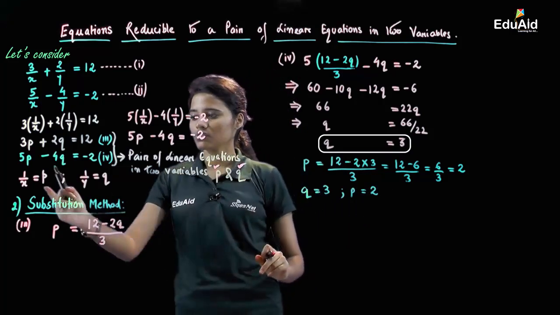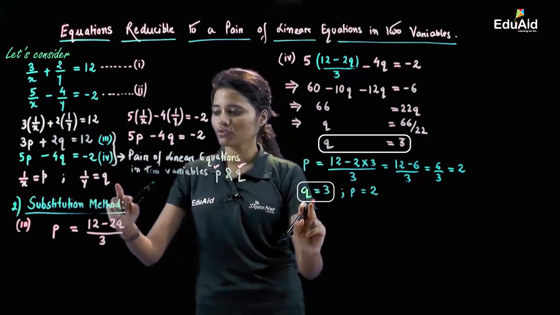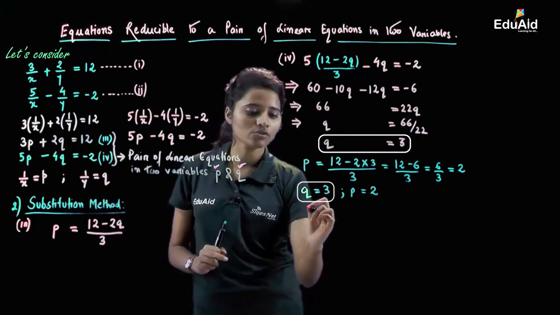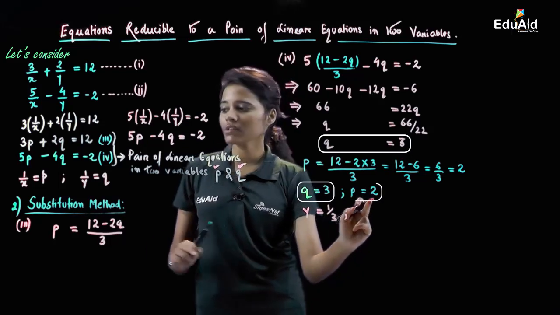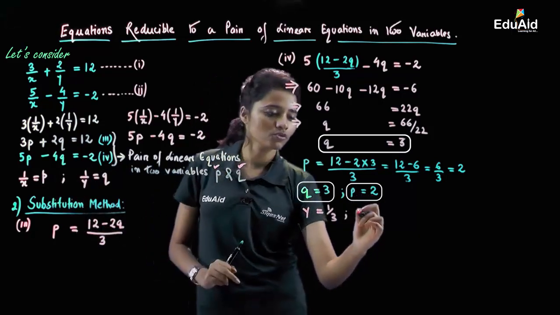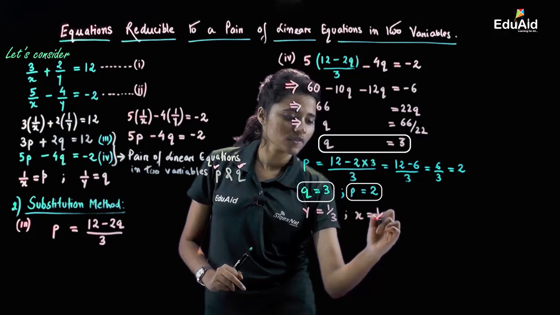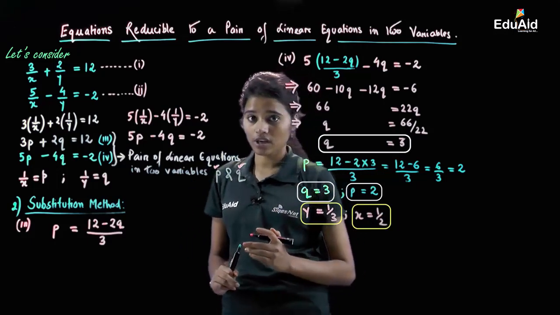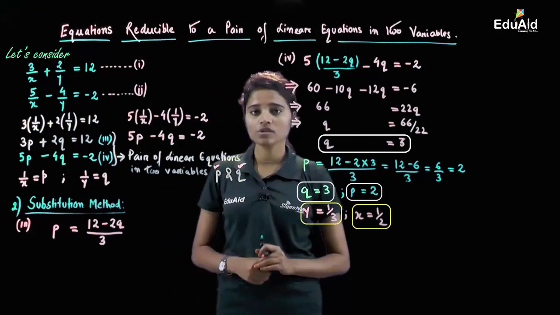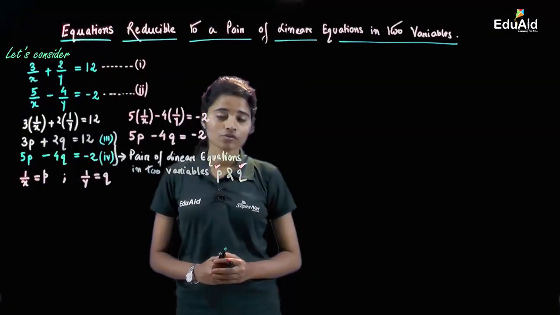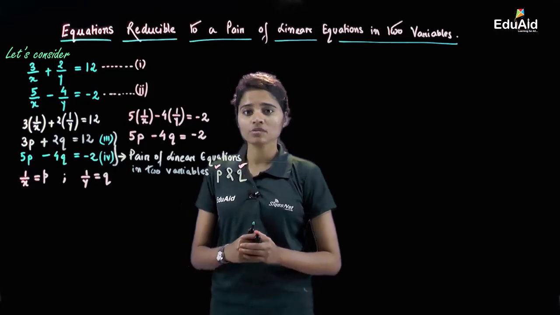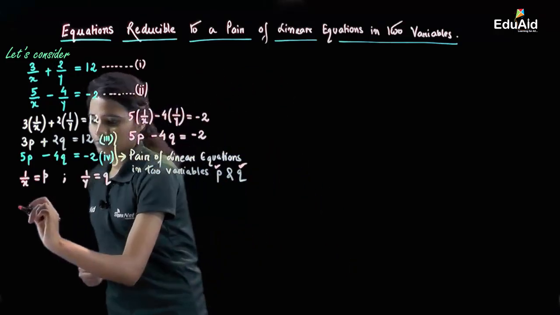So again, using this, when q is equal to 3, y is equal to 1 by 3. Again, when p is equal to 2, x is equal to half. So similar solutions as we got in the elimination method, similar solutions we have obtained in this case also. Now let us move on to the next method, which is the cross multiplication method.